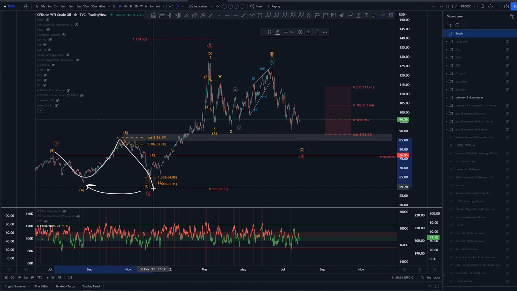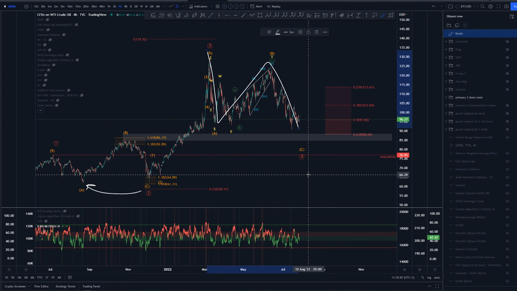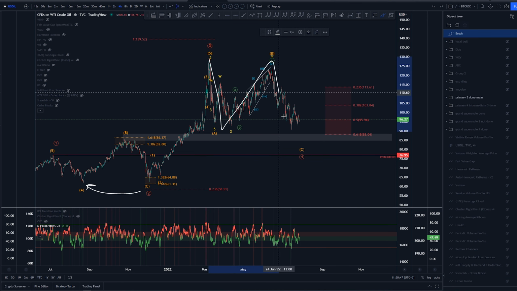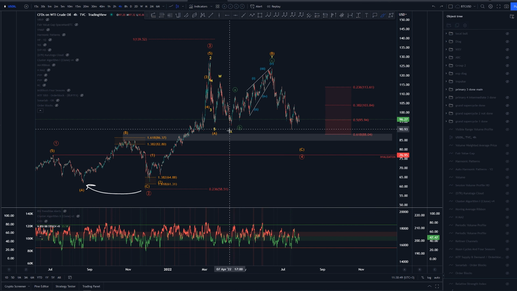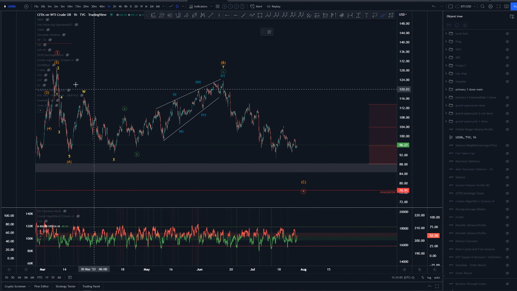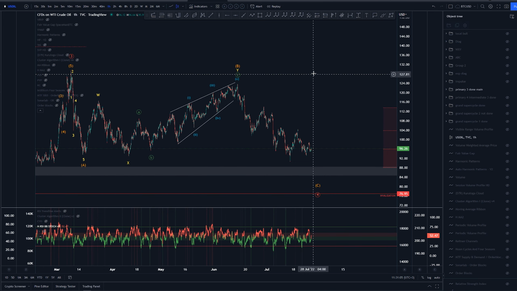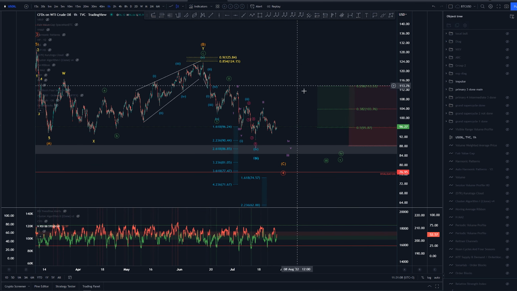Again, expanded flat here, or actually a running flat, as we did not take out the A wave's lows here, and then again A, B and C, having this as a zigzag, a very large zigzag of that sort, but again would be viable. Now, again, as mentioned, this can be a WXY instead of that A wave here, so we'll look into those as well.